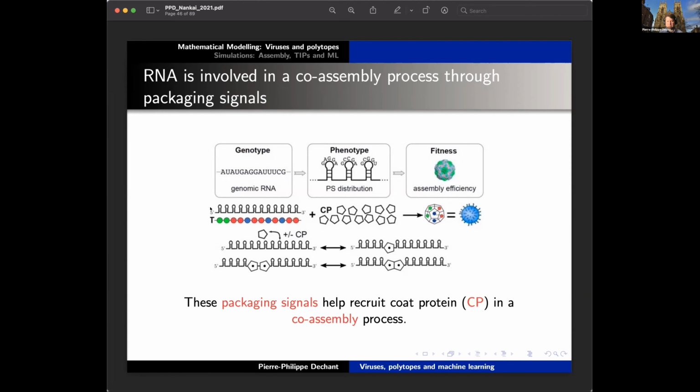So you can think of a dodecahedral toy model with 12 pentagons forming a dodecahedron, and you have 12 packaging signals that each sort of bind one of these 12 pentagons, and then the pentagons bind together when they're in proximity to each other, once they've bound these stem loops, and the capsid is assembled around the RNA in that way.